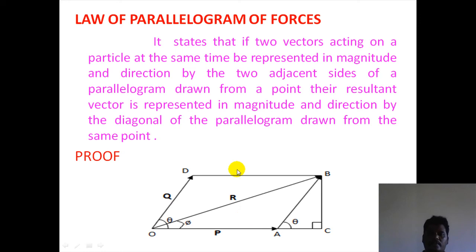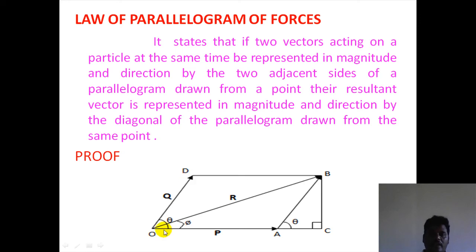This is parallel to this one, and OD is parallel to AB. Whenever lines are parallel, the line of action remains the same. That means the line of action of OA and of DB is the same, so OA equals DB. OA equals P and DB also equals P. OD equals Q and AB also remains Q.